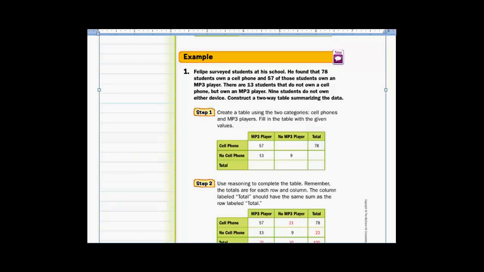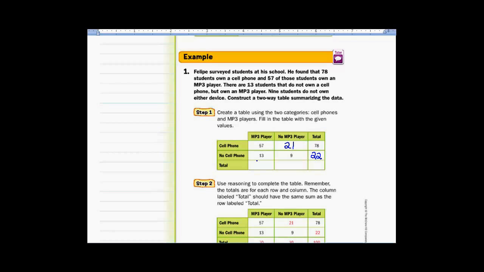Construct a two-way table. Now, that's all you've got so far, but you could figure out the others. If you know that there's a total of 78 kids who own a cell phone, and 57 of those also have an MP3 player, you could take 78 minus 57 and get the ones that own a phone but do not own an MP3 player. Out of the no cell phone, 13 of them have this, 9 of them don't have anything, so together that would be 22. And now you can figure out the totals.